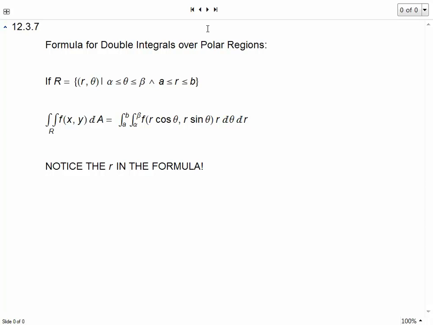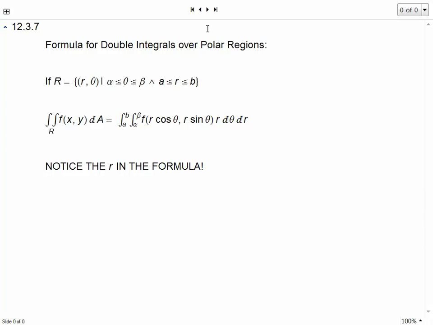So let's see what happened here. x became r cosine theta. Why? That's what x is when you convert x to polar. What does y become? r sine theta, right? And then I have r d theta dr. Where'd that r come from? That's what dA was. Remember, dA we just said was r dr d theta, right?